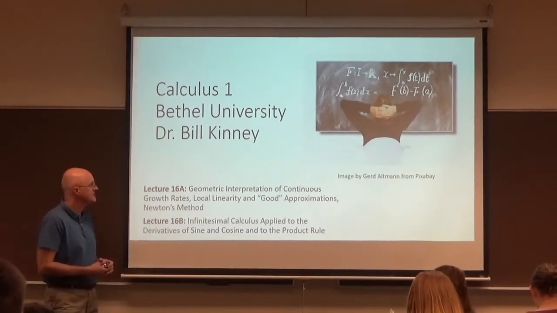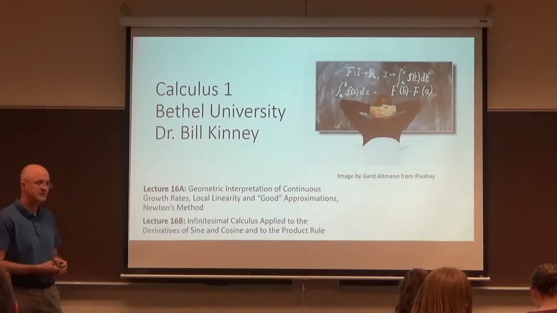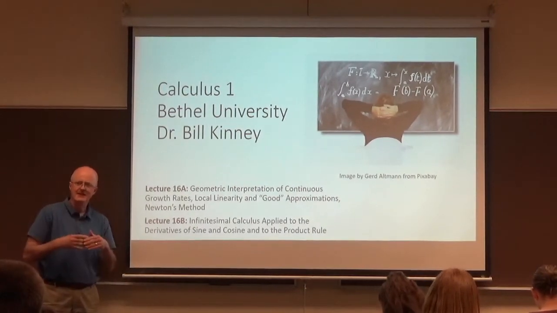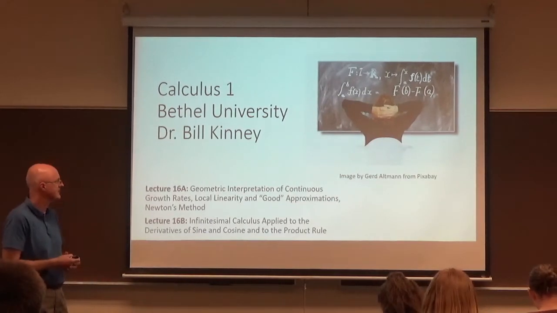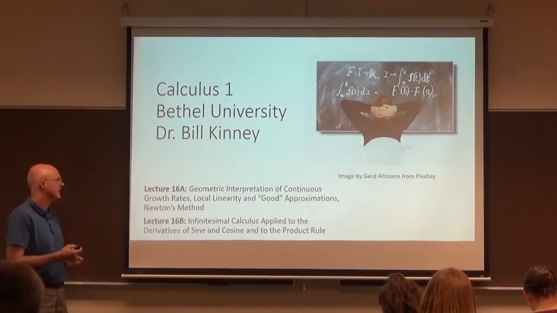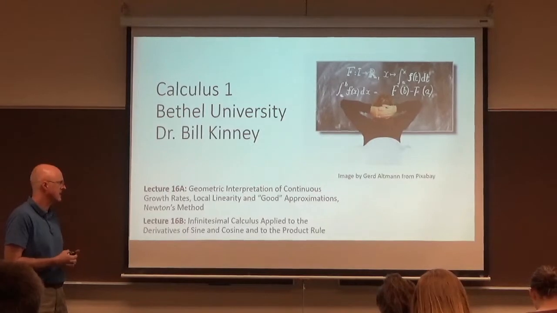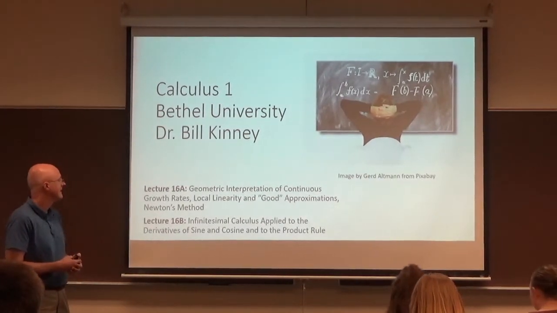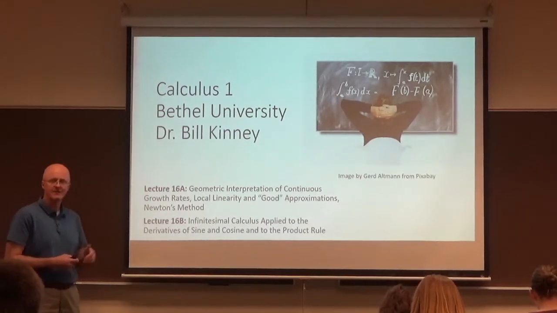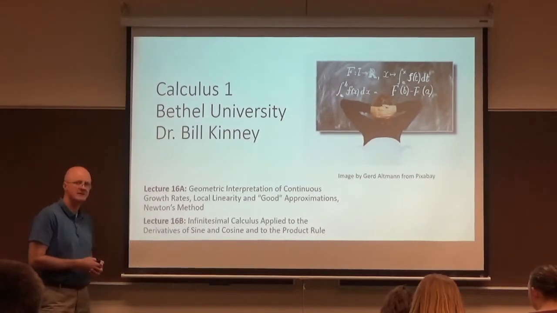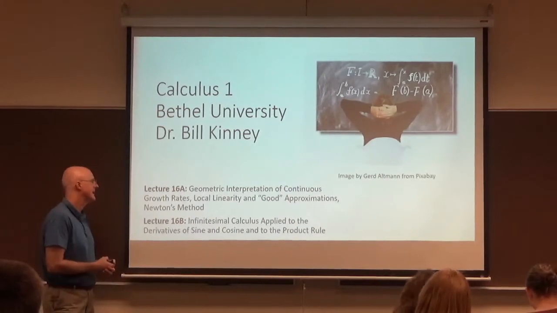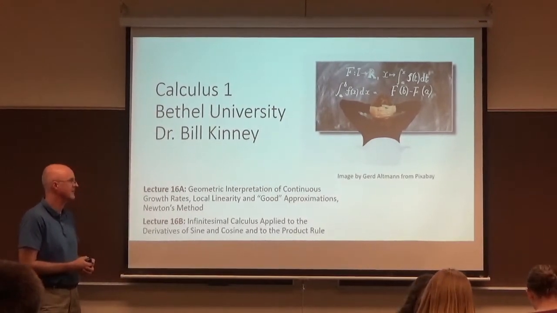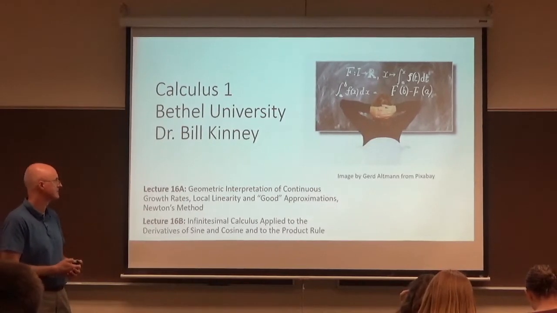In lecture A, we're doing geometric interpretations of continuous growth rates. We talked about compound interest last time. I want to not do as detailed of an example, but show it more visually in a simpler example. Local linearity and good approximations, what does the word good mean, and then something called Newton's method, which is based on tangent lines. And then 16D, we'll go back to infinitesimal calculus, calculus without limits, applied to the derivatives of sine and cosine, like I did at the end of lecture B last time, and to something new called the product rule.